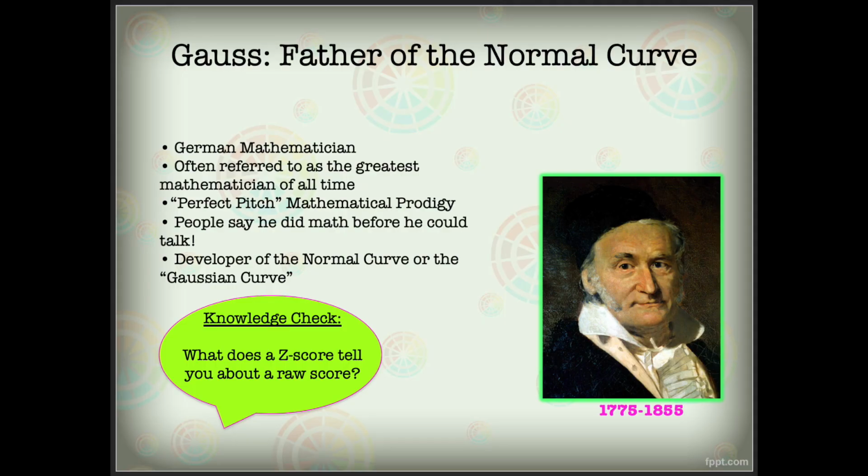For the upcoming quiz, be sure that you are able to answer this question on the knowledge check here. What does a z-score tell you about a raw score? When you see that question on the quiz, the answer is going to be that a z-score tells us the number of standard deviation units a raw score is away from the mean.